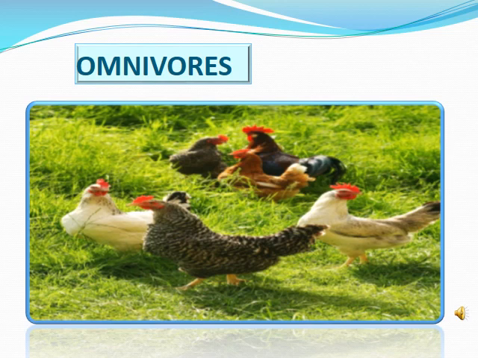My dear students, here is another example of an omnivorous animal. What is the name of this animal? Yes, the name of this animal is hen. So hen is also an omnivorous animal. It can eat both animals and plants. So what are omnivorous animals? All those animals which eat both plants and animals are called omnivorous animals.